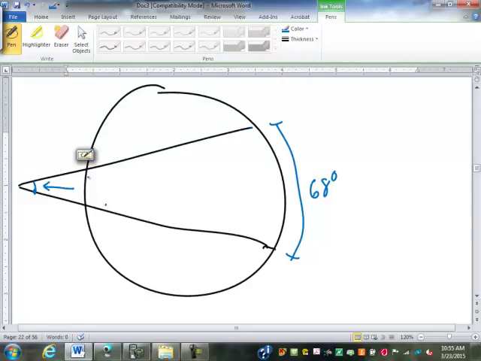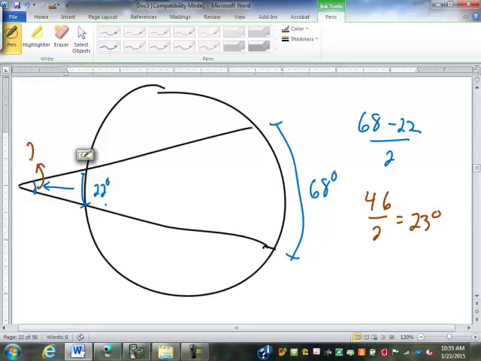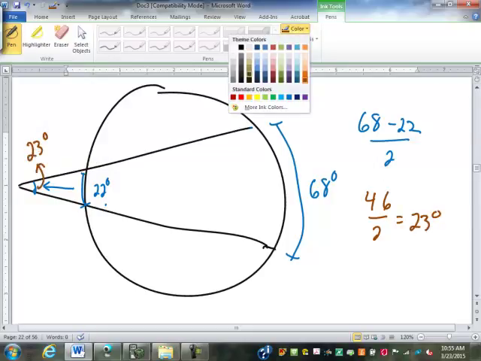The way we measure how far we've gone outside the circle is we look at this arc here. Let's say that this arc here is 22 degrees. This angle out here is found as the difference between the two arcs divided by 2. So 68 minus 22 divided by 2. Well, 68 minus 22 is 46, divided by 2 is 23 degrees. So this angle out here is only 23 degrees.